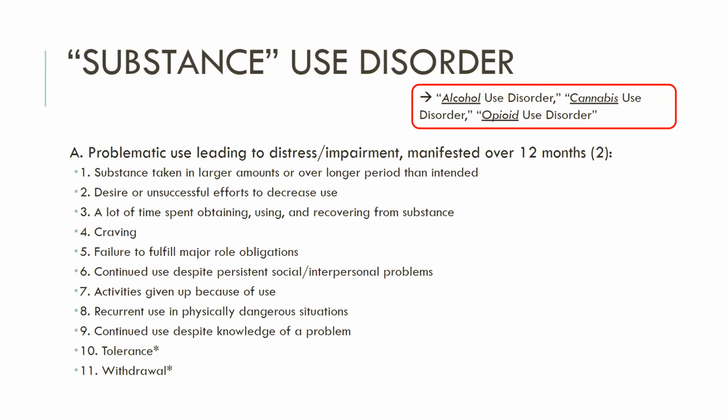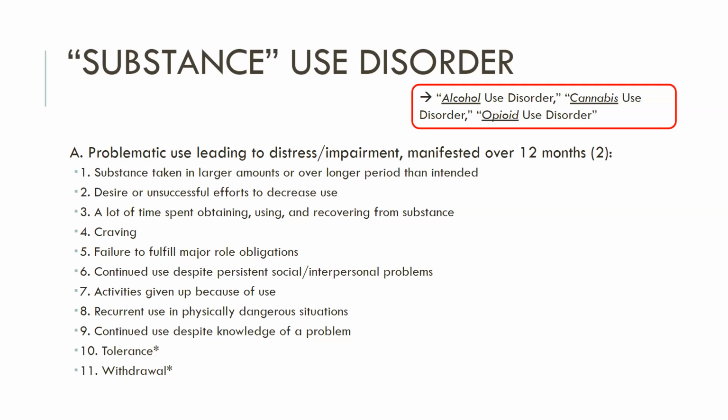The person may continue to use in physically dangerous situations. Best example of this would be driving under the influence, or maybe dangerously combining drugs, things like that. The person may continue to use despite knowledge of a problem. So again, someone else might point out, hey, we're concerned. The person may have been arrested, which indicates a problem, but continue to use. The person may be in therapy, have a therapist pointing out the problem, but continue to use. And then finally, we may also observe tolerance or withdrawal, which I'll expand upon more here in a moment.